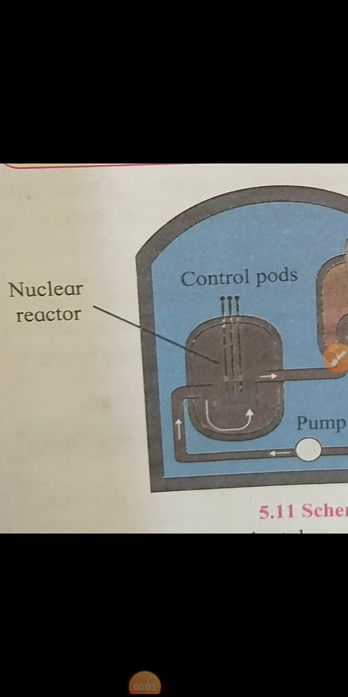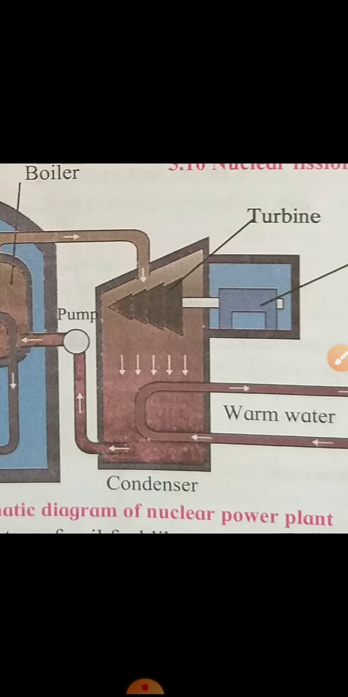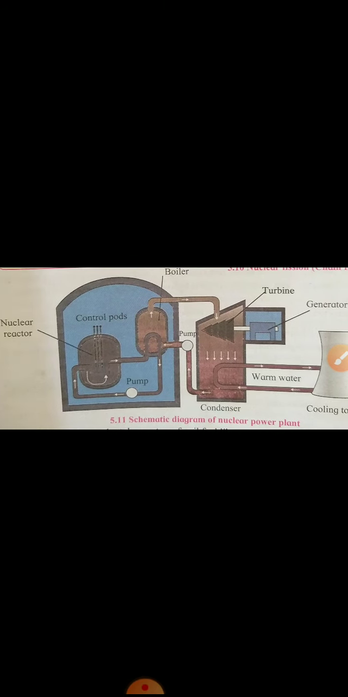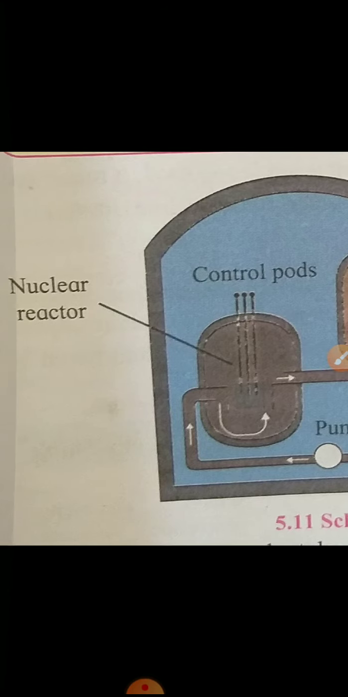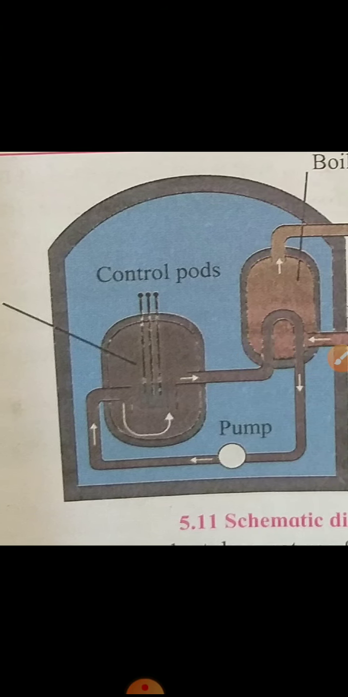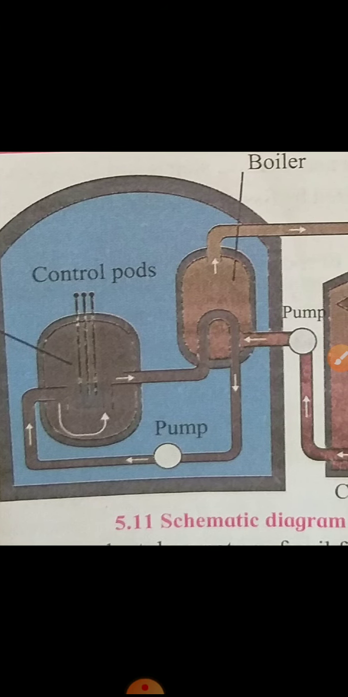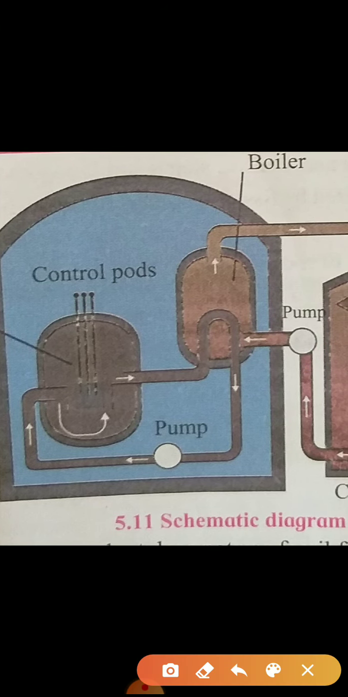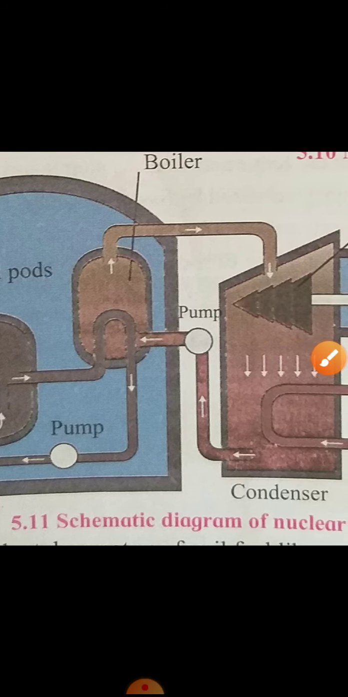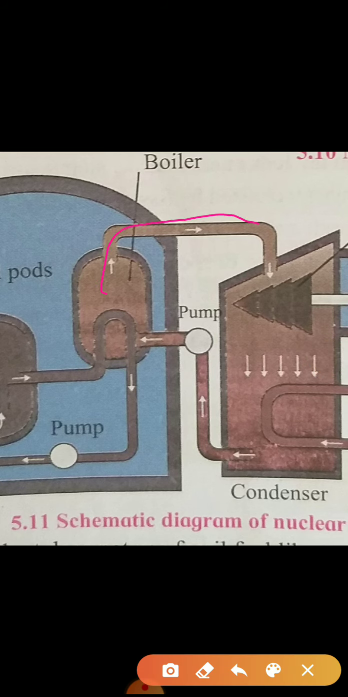Now this is the schematic diagram of a nuclear power plant given in your textbook. This nuclear power plant consists of control rods that control the nuclear fission reaction inside the nuclear reactor. Now there is a pump to lift the water. The water is heated and converted into steam, and this steam passes with high pressure and falls on the turbine.